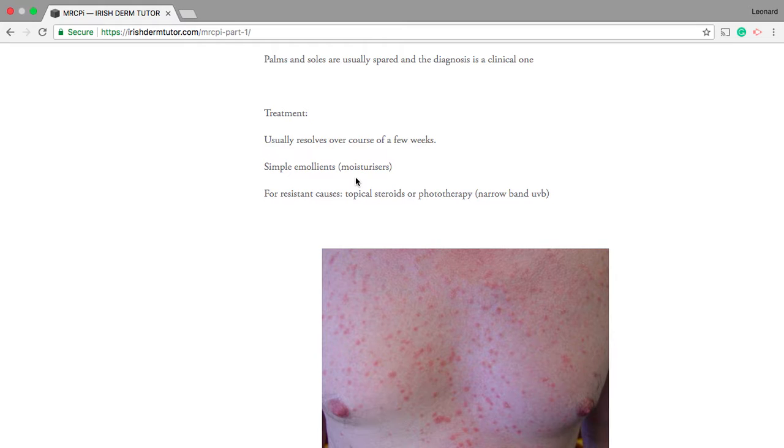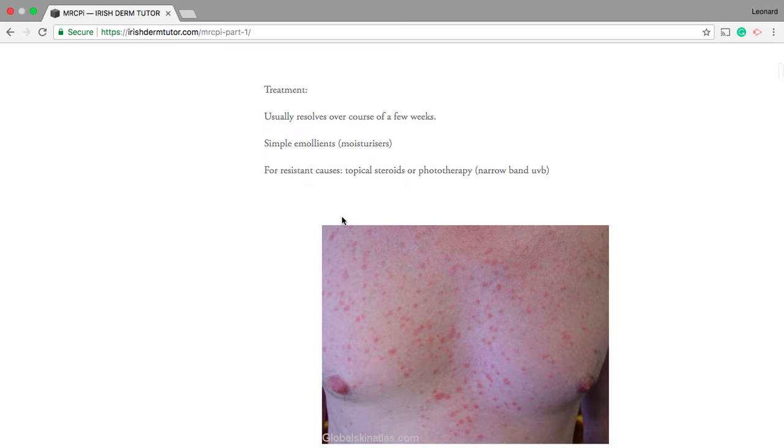However, if it is itchy, you can consider a topical steroid. And if it really is bothering the patient, you can even consider giving them narrow band UVB light. Essentially, this means putting them in something like a photo booth about 3 times a week for a period of around 10 weeks. They just have to go in for a few minutes at a time, and you shine a specific wavelength of UVB light on them. This can be very effective, but it is time consuming.